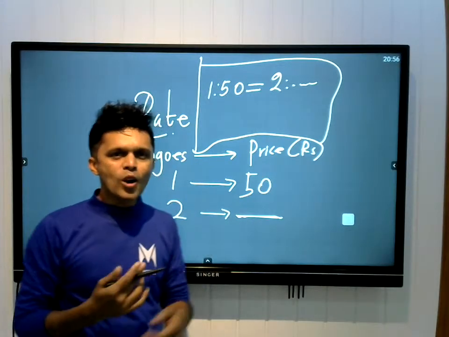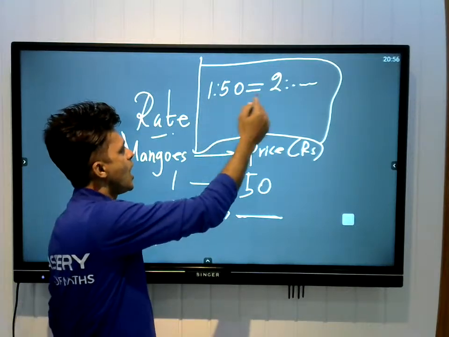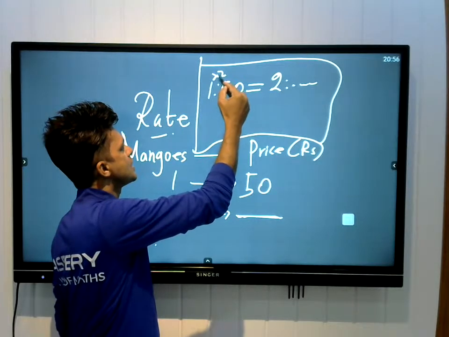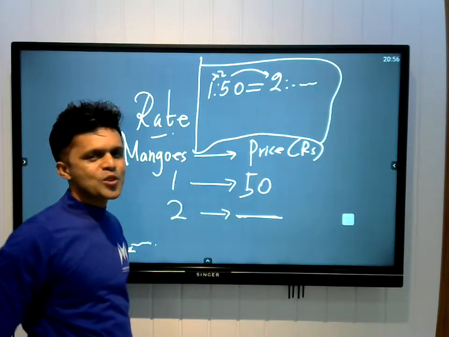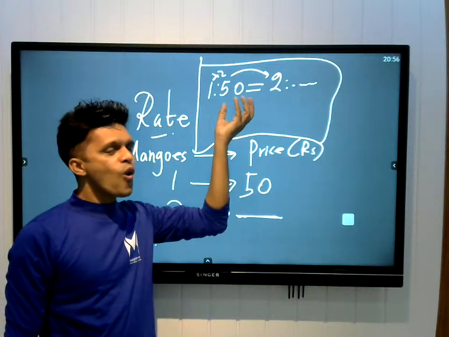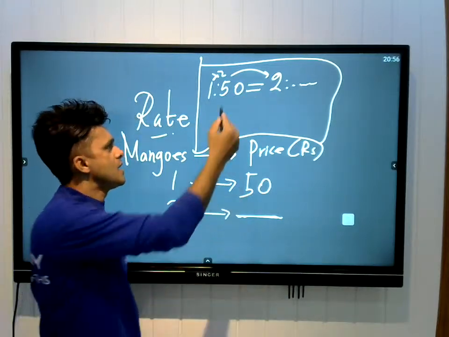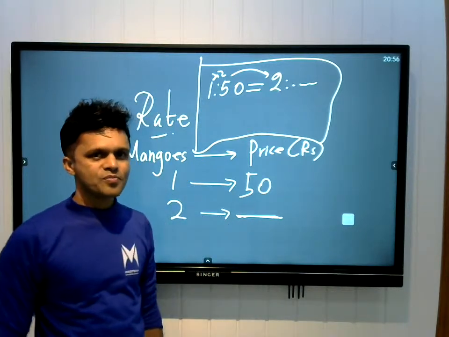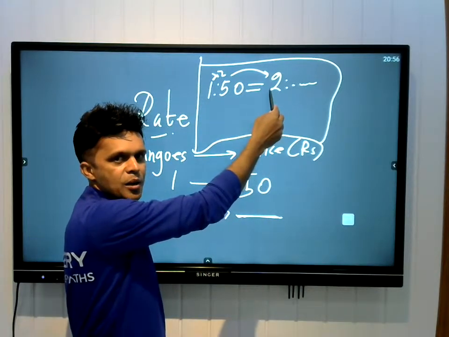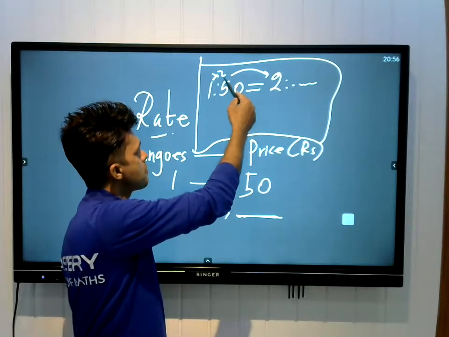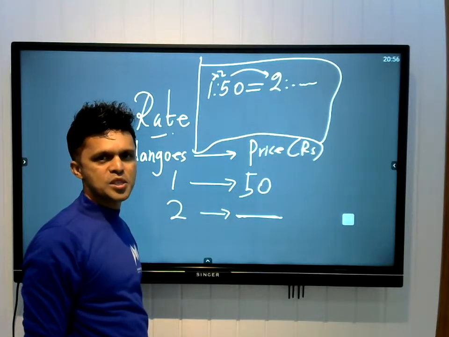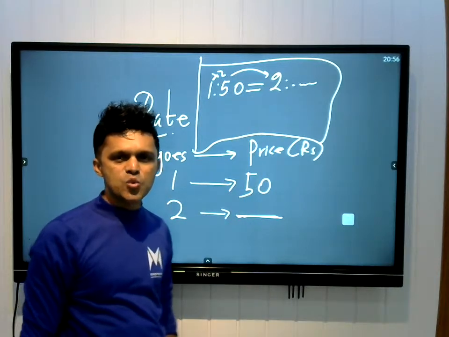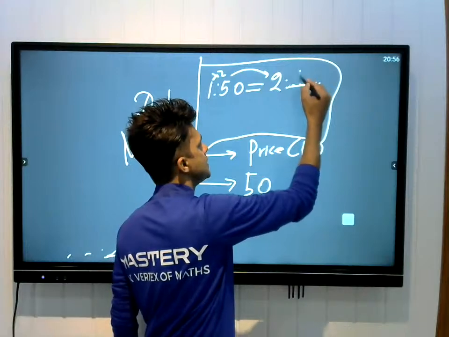So, how can you do this? How can you get 2 here? Then 1 into 2 is 2. So what you have to do here is that 50 also should be multiplied by what? 2. In terms of getting 2 here, you need to multiply 1 by 2, which is 2. So here 50 is also multiplied by 2. Then 50 times 2 is 100. The answer is 100.